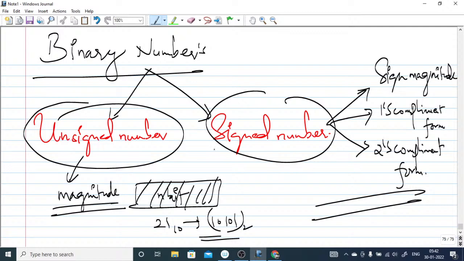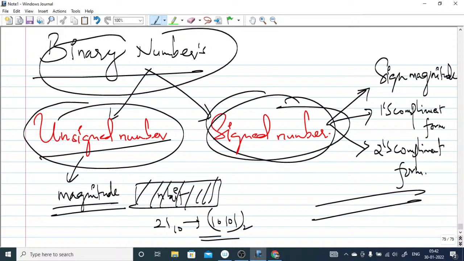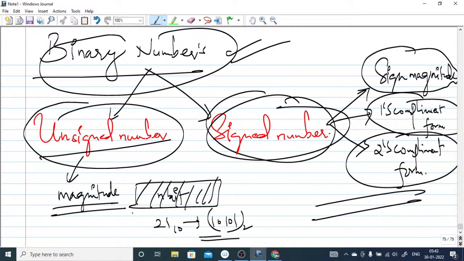Binary numbers are unsigned and signed. In the case of unsigned, there will be magnitude only, and in the case of signed, there is a sign as well as magnitude. Signed numbers have three kinds of representation: sign magnitude, one's complement form, and two's complement form. Any negative number can be represented with these.